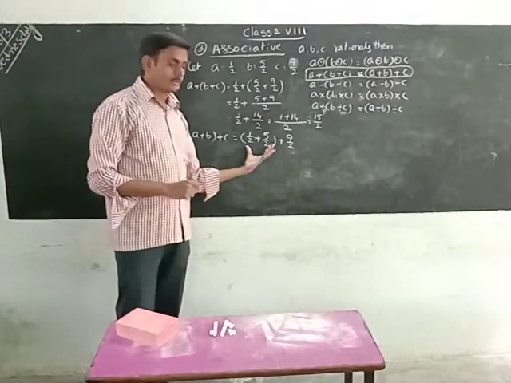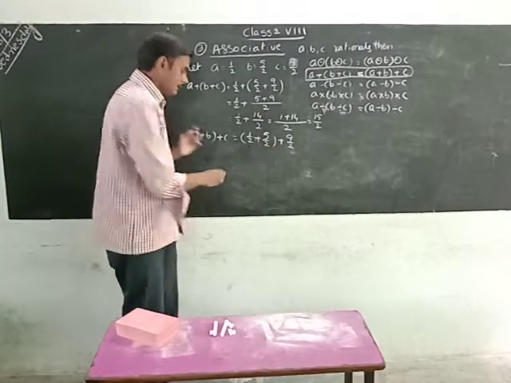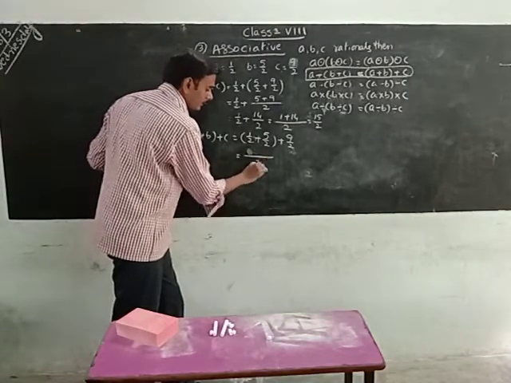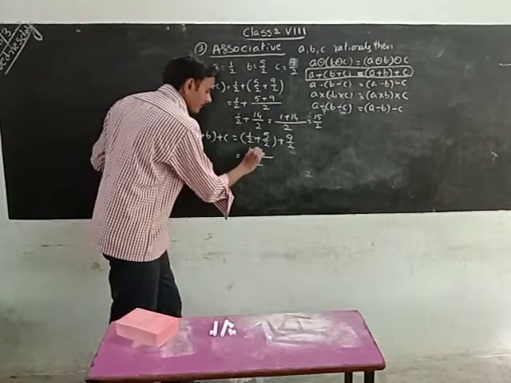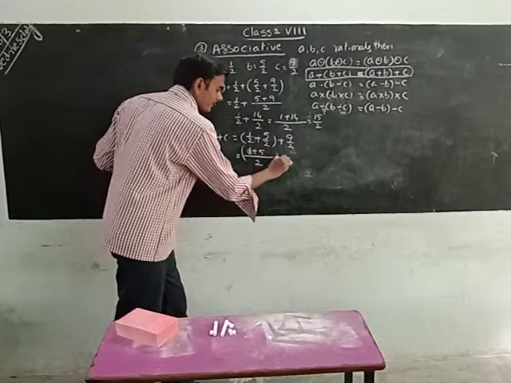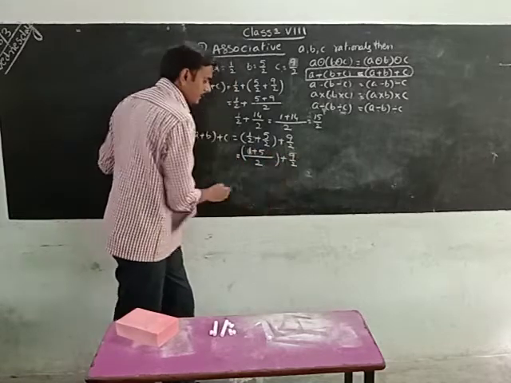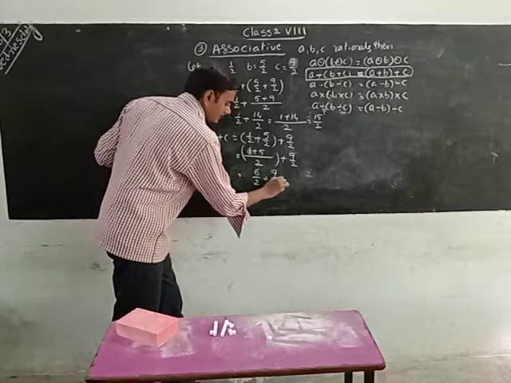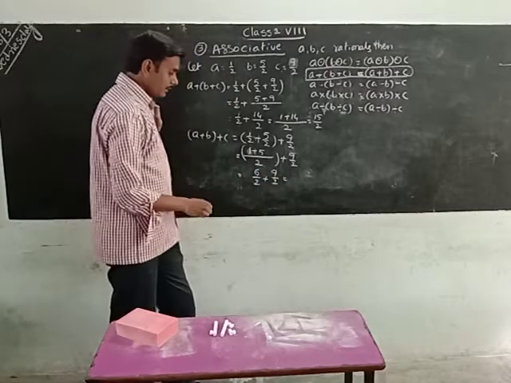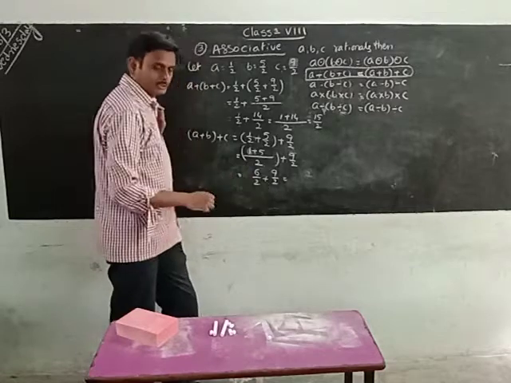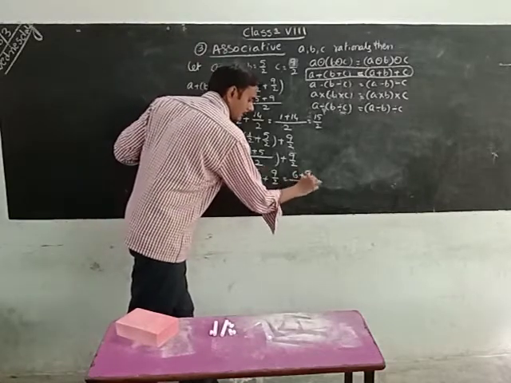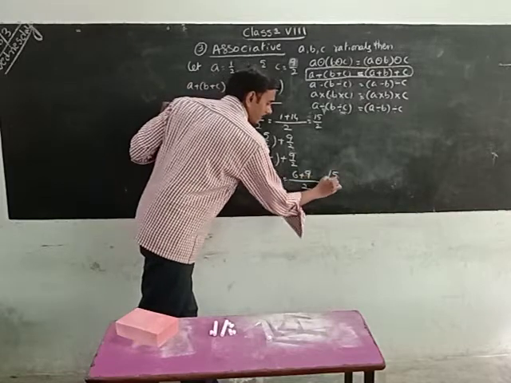Now simplify the bracket inside the solution. Inside the bracket you have to simplify 1 by 2 plus 5 by 2. Both have the same denominator, so 1 plus 5 is 6 by 2. Then 6 by 2 plus 9 by 2. Here also we have the same denominator, so we write 2 as the denominator, and 6 plus 9 means 15 by 2.